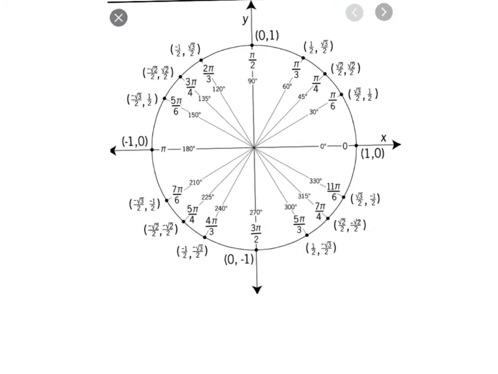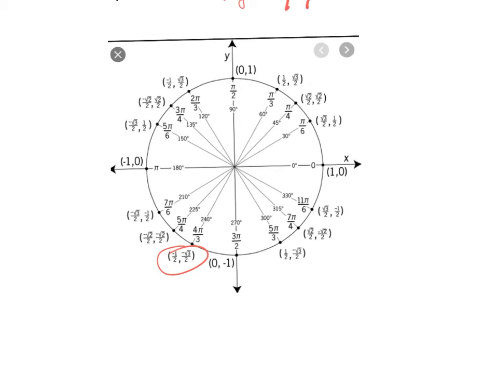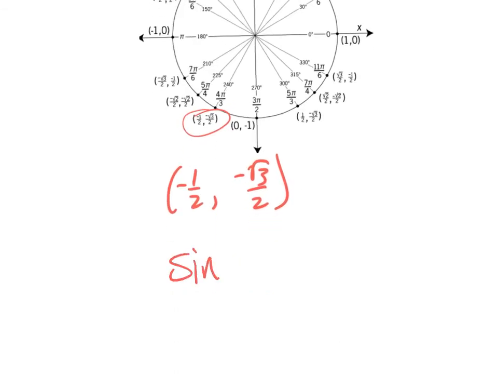But is there 240? Do I have an ordered pair at 240? What is it? Negative 1/2 and negative root 3 over 2. So if they ask for the sine of 240, sine is what value again? The y value. What is the y value in this ordered pair? Negative root 3 over 2. If I asked you for the cosine, you would tell me it's negative 1/2. You guys need to know what letters represent what.